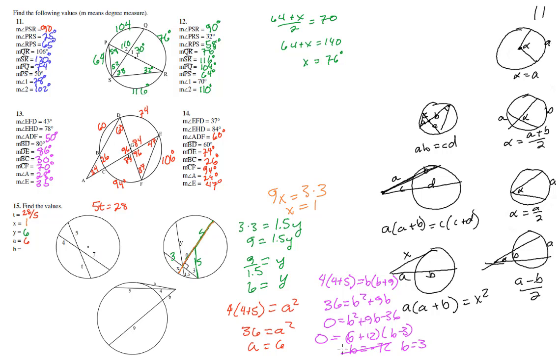I'm guessing that negative 12 inches is probably not a good answer for this guy right here, so I'm going to go with 3. If that's 3, really 3 times 12, yeah, is 36, just like 4 times 9 and 6 times 6. So b is 3. There we have it.